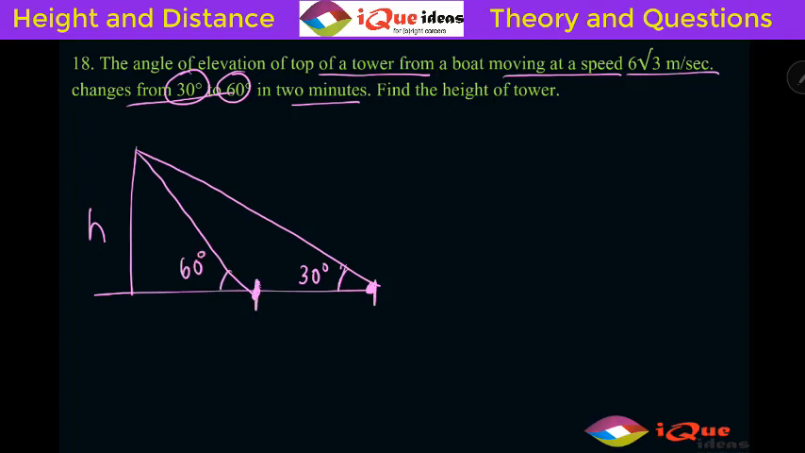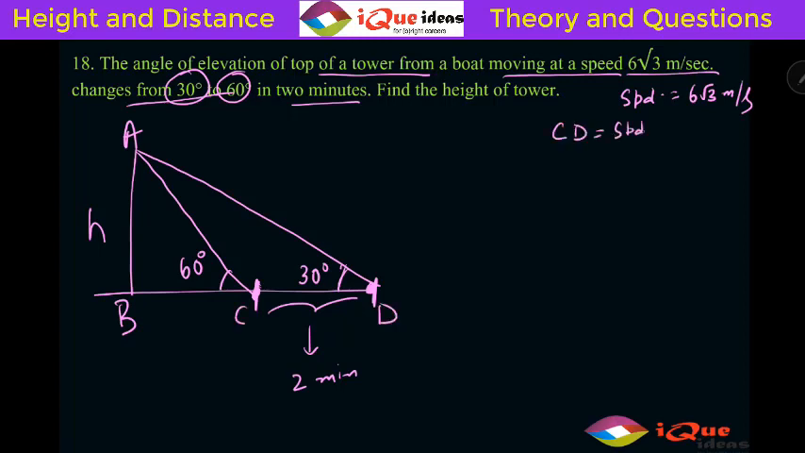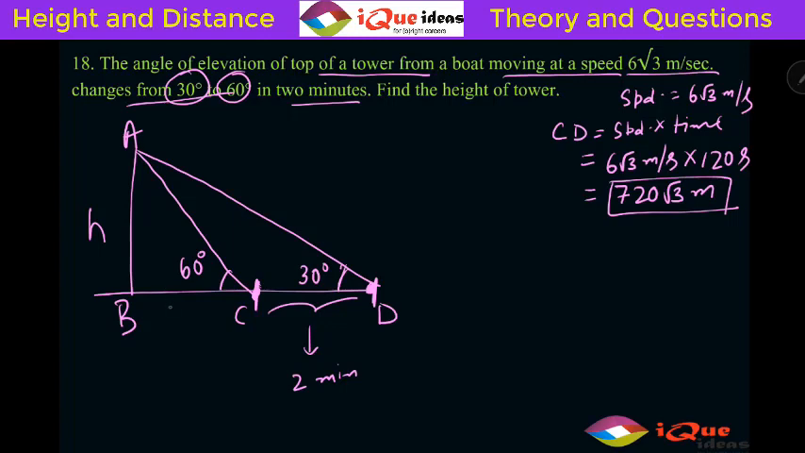So this angle is 30 degree, this angle is 60 degree, right? Now you see this distance is the distance traveled corresponding to 2 minutes, right? Now speed is given is 6 root 3 meter per second. So this distance, let's give it some name, A, B, C, D. So that CD distance will be equal to speed into time. Speed is 6 root 3 meter per second into the time is 2 minutes. Now 2 minutes is 120 seconds. Now 6 root 3 into 120 is 720 root 3 meters. Right? Let it be. Now let's assume this BC length is X.